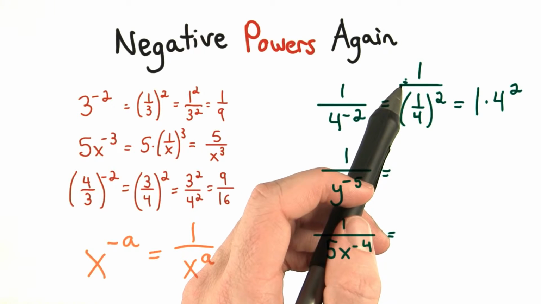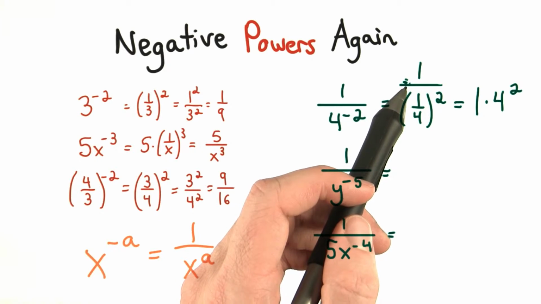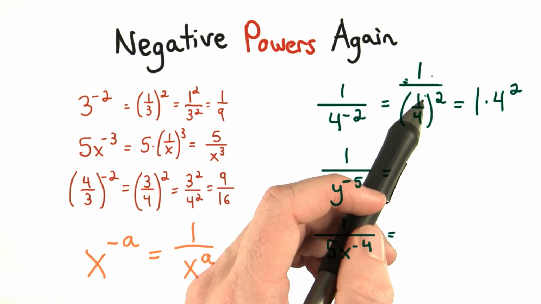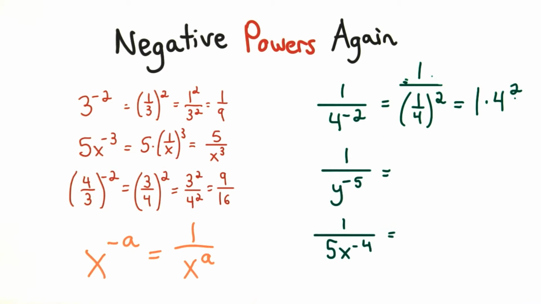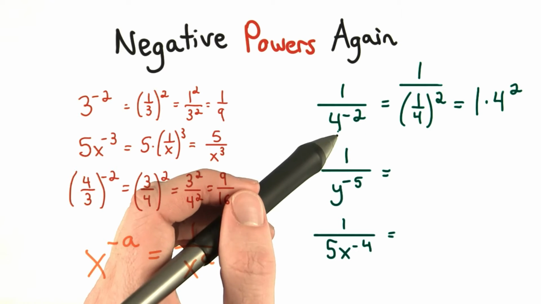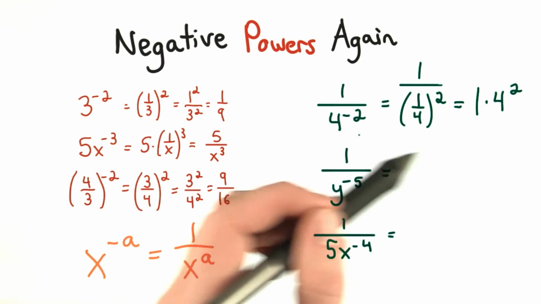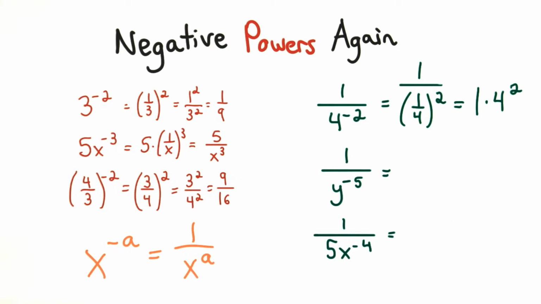I know dividing by a fraction is the same as multiplying by a reciprocal, so I can rewrite this expression as 1 times 4 squared. And again, notice, a negative exponent in the denominator moves the base to the numerator with its positive exponent.